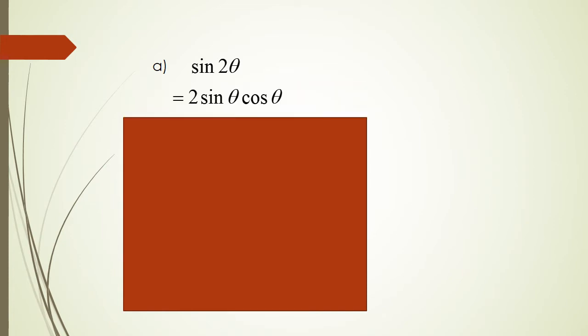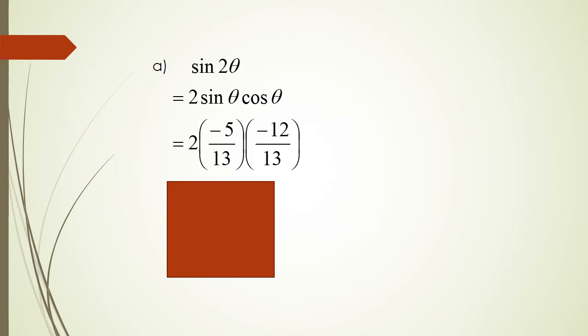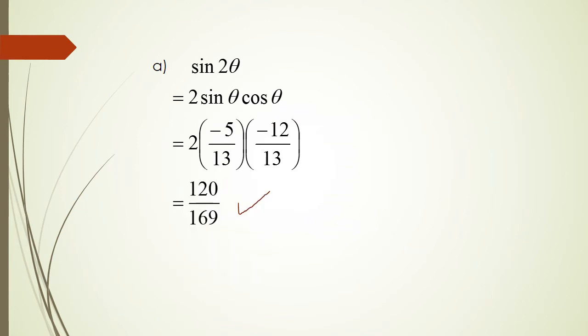The first question is to evaluate sine of 2 theta. So see if you can write down the formula for sine of 2 theta. Once you have that, go back and look at which ratios we wrote for sine theta, cos theta. Substitute them in, and then multiply. Final answer, 120 over 169.